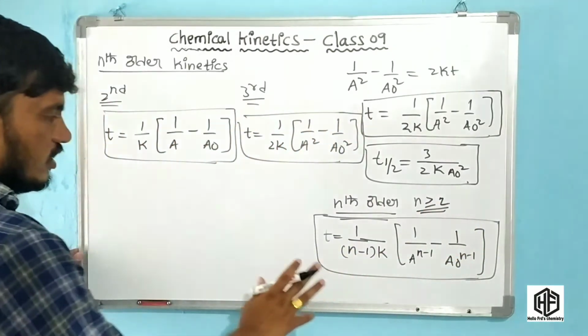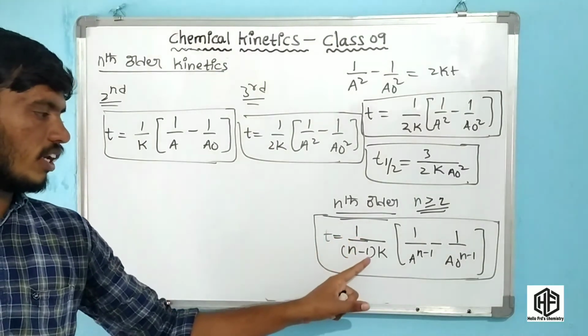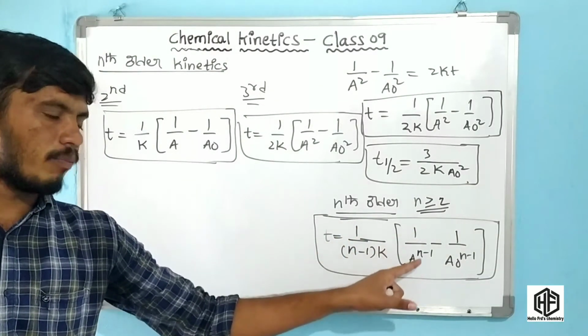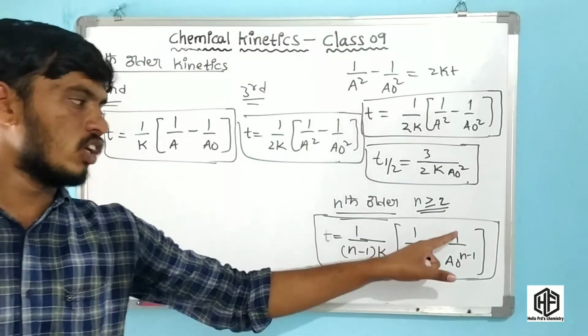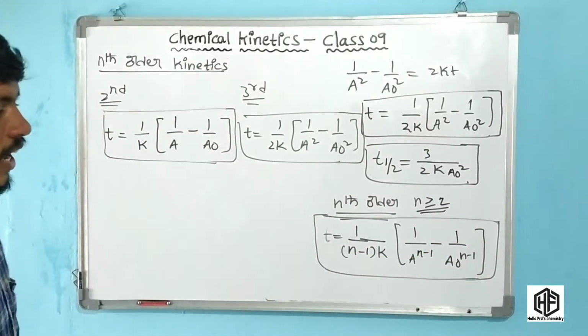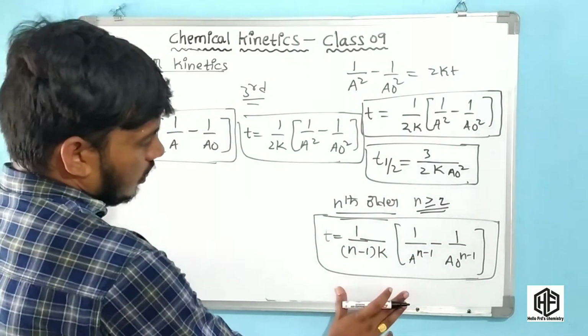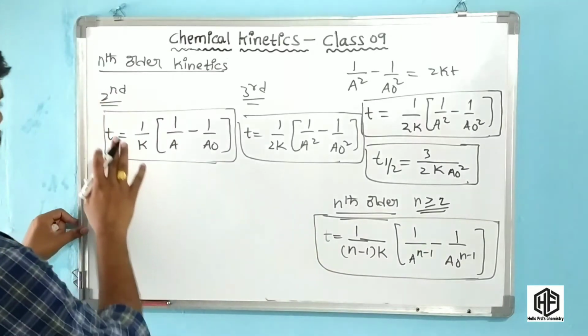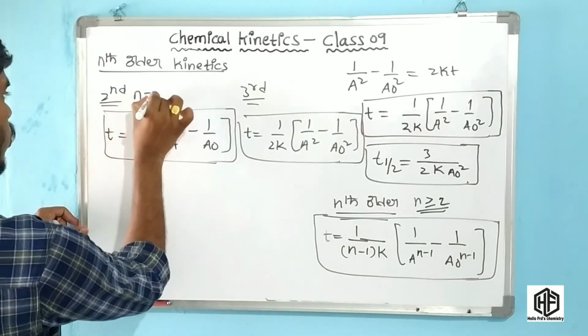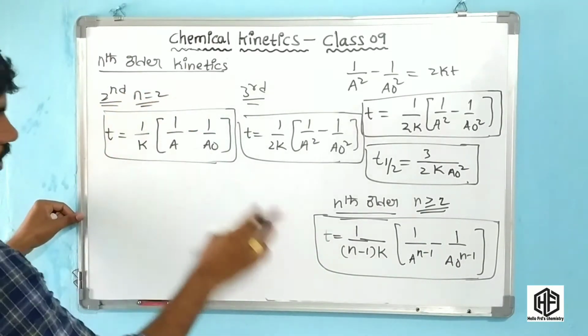T is equal to 1 by (n minus 1) into K into [1 upon A power of (n minus 1) minus 1 upon A naught power of (n minus 1)]. Now, is this correct or wrong? Check these two, friends. In second order, n is equal to 2. Now the n value is 2, substitute it in this equation.